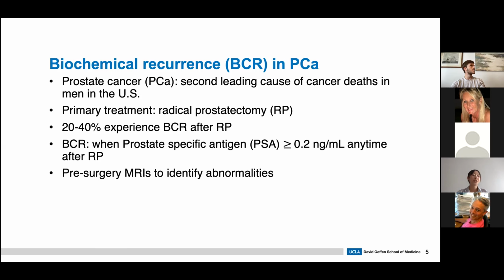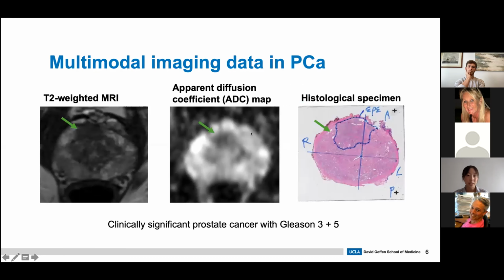And one way to identify abnormalities is to look at the multiparametric MRI. And in the MRIs, they can provide the image-guided biopsies to sample and then confirm the tumors in pathology. And to give you an idea of what those images look like, here I'm showing you a patient with clinically significant prostate cancer. And we have the MRI and the corresponding histological specimen.